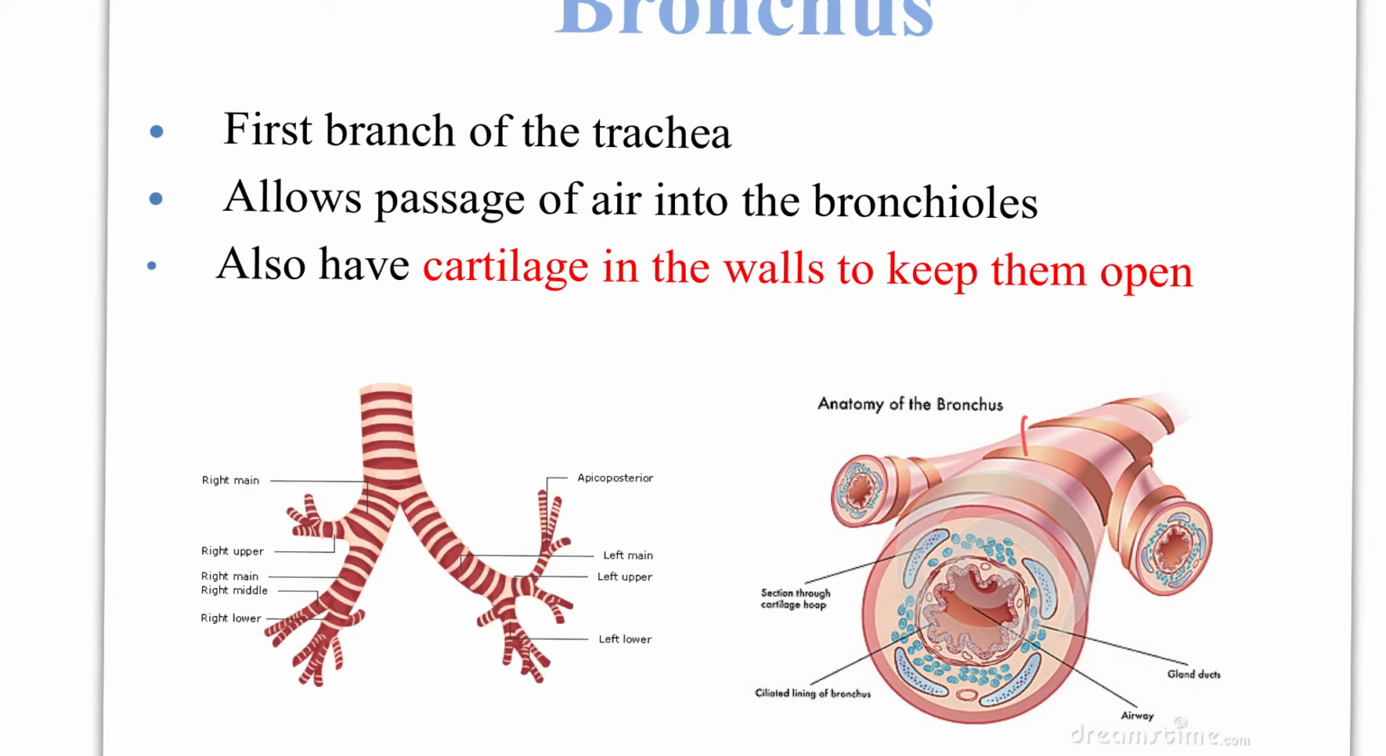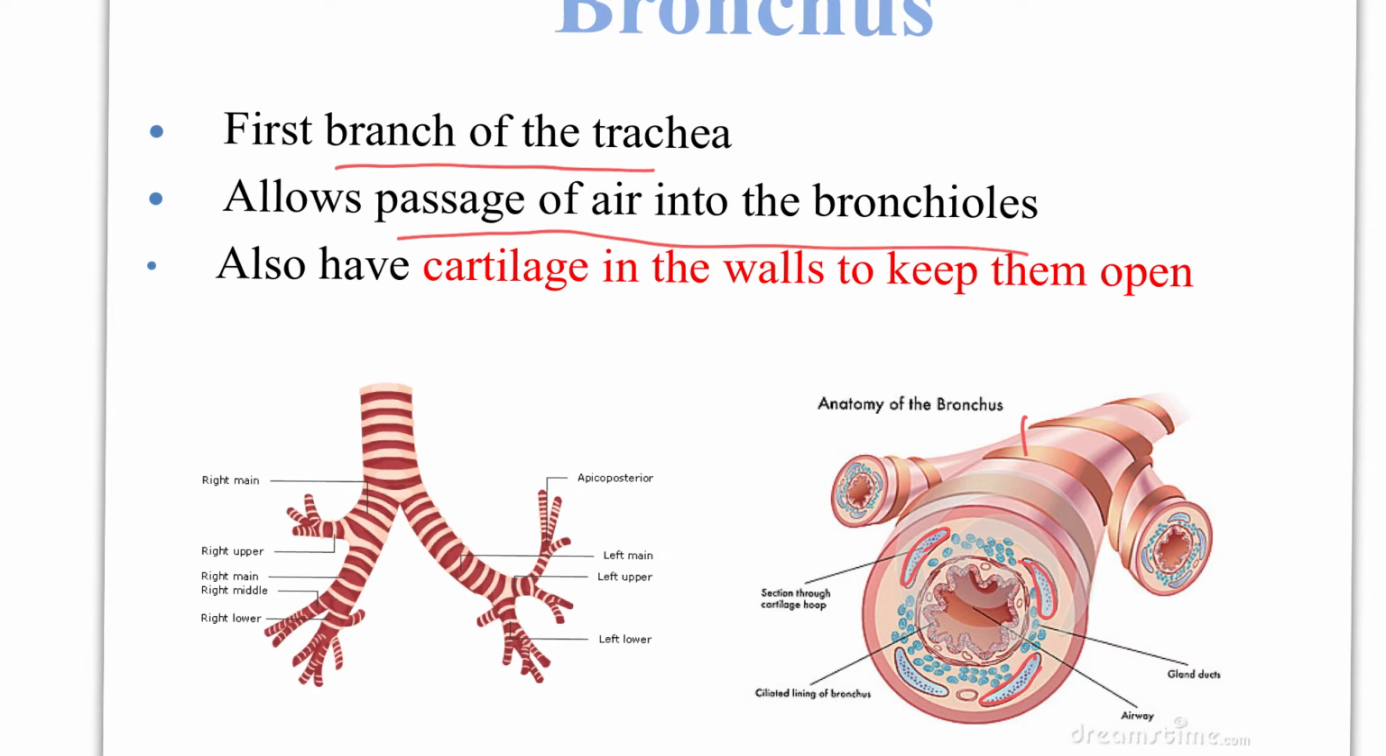So let's talk about the bronchus. The bronchus is the first branch of the trachea, and it allows the passage of the air into the bronchioles. They still have cartilage in the walls to keep them open. So if you take a look, you can see here that there's cartilage in the walls, but it's not these C-shaped rings of cartilage, it's just cartilage is present.